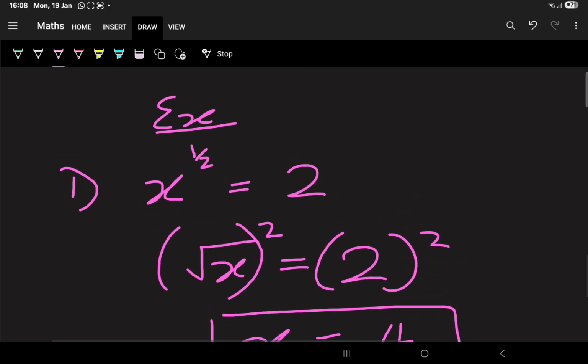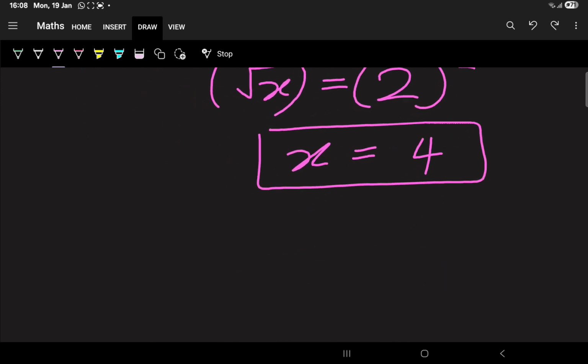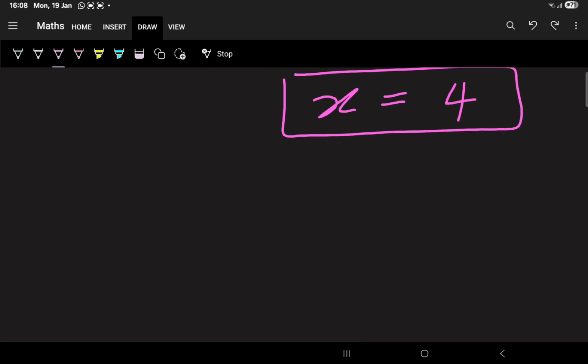Similarly, we could have taken the square of both sides here, and this 2 here, multiply the exponent in here, and it will cancel out to be x to the power of 1. Whichever way works best for you, just understand the process. We move on to our next question.